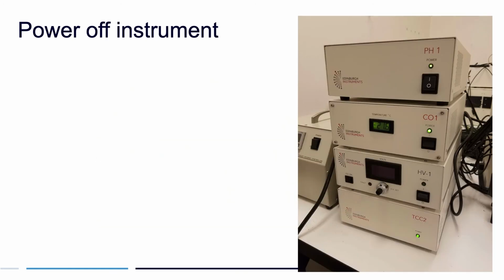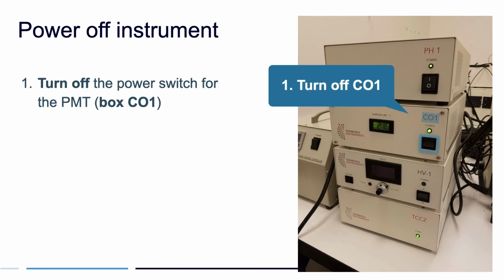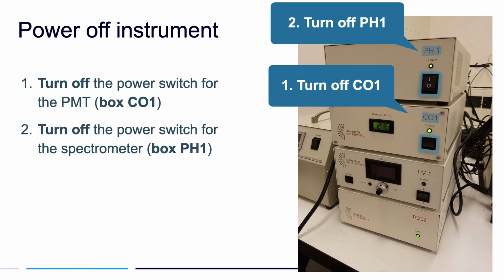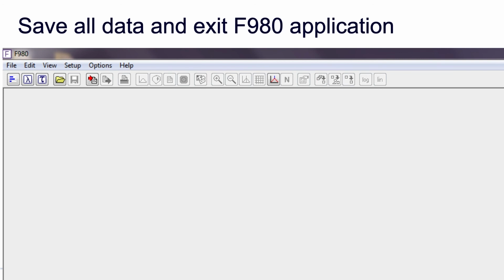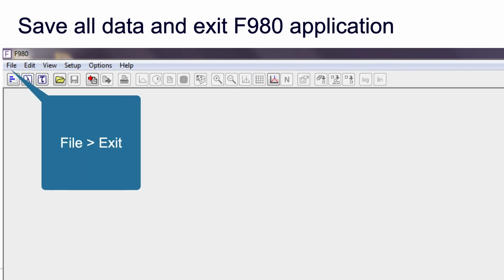Finally, you're going to power off the instrument. First, you want to turn off the CO1 power, and then you can turn off the pH1 power. Verify again that all of your light sources are off, including the lasers and the lamps. You're going to save all your data and exit the F980 application.